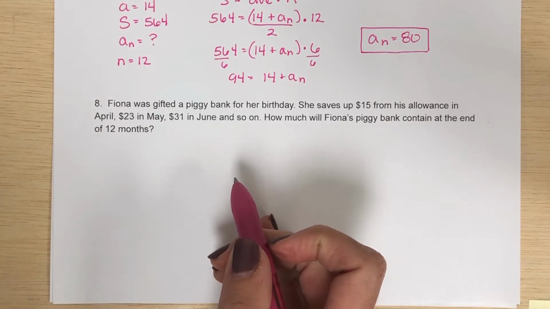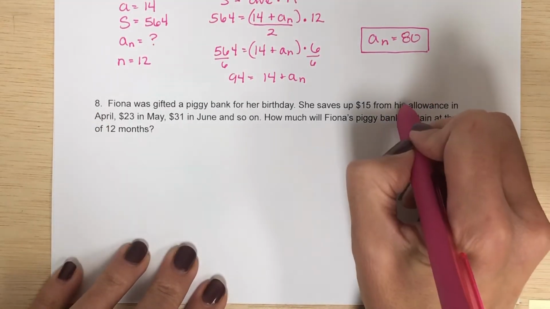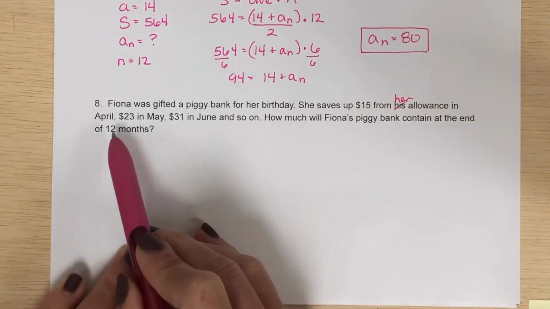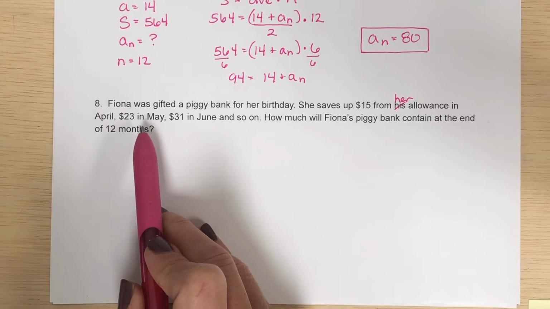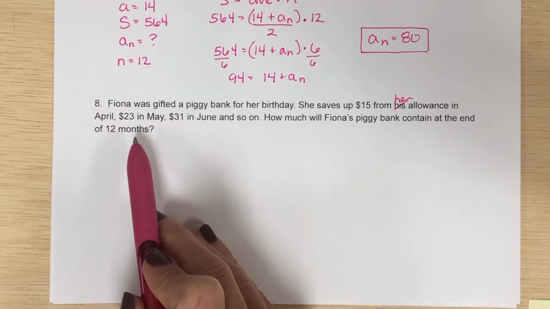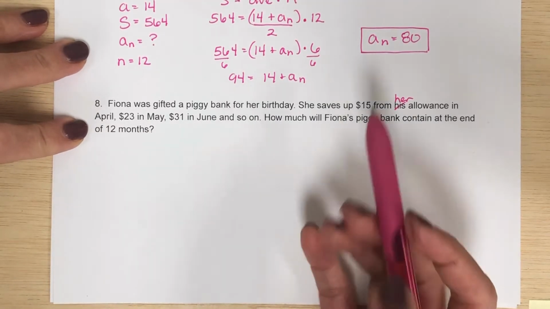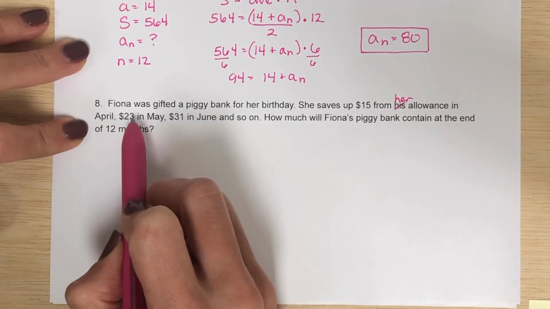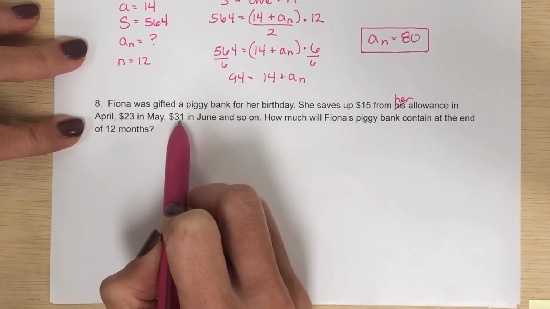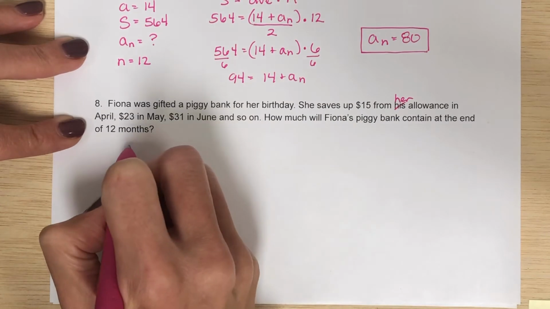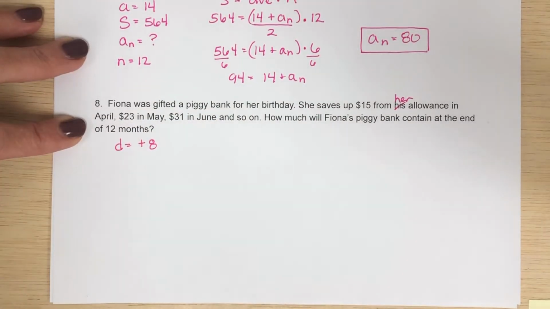Fiona was gifted a piggy bank for her birthday. Lucky her. She saves up $15 from her allowance in April, 23 in May, 31 in June, and so on. How much will her piggy bank contain at the end of 12 months? Well, first of all, is this an arithmetic sequence? I go from 15 to 23, which is 8, 23 up to 31, which is 8. So basically my common difference is 8, she's adding $8 each month.